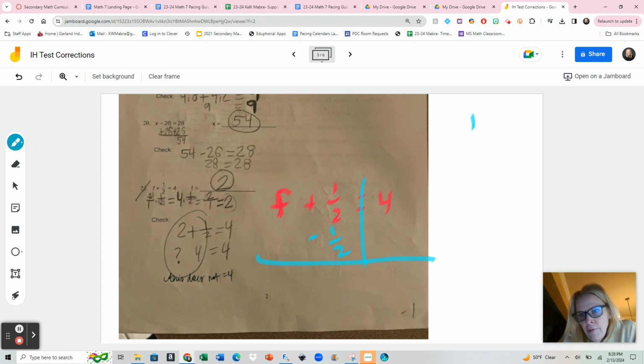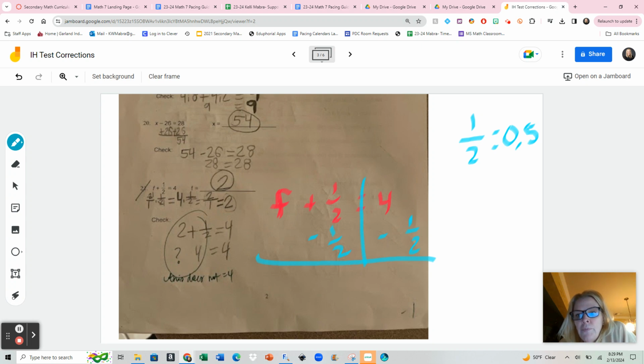Now, it might be easier since that's a fraction for you to subtract as a decimal. And you know that 1/2 would also be equal to 0.5 or 0.50. They mean the same thing, 0.5. Whatever you want to do, that's fine. So I'm going to do the fraction just because she has it as a fraction.